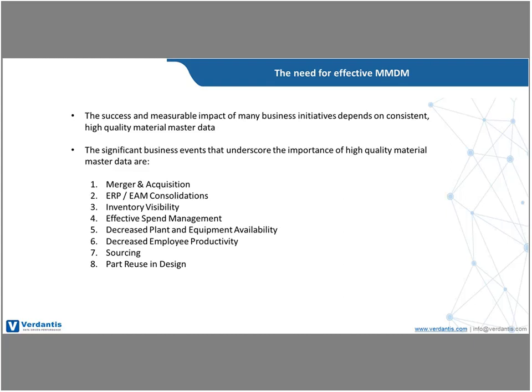The areas we see the most that are requiring this good data is in mergers and acquisitions. Many of our clients have inherited different databases of item masters, and now they need to consolidate them. ERP and EAM consolidations is another big driver. Organizations that are looking for better inventory reductions and visibility. Companies that are trying to take the next step in spend management and need that granular view. People who are looking to better address plant and equipment availability. Those that are seeking to increase employee productivity, typically maintenance engineers, design engineers, supply chain, procurement, those types of folks, to do a better job of sourcing compliance and for part reuse in design. So we'll address each of these.